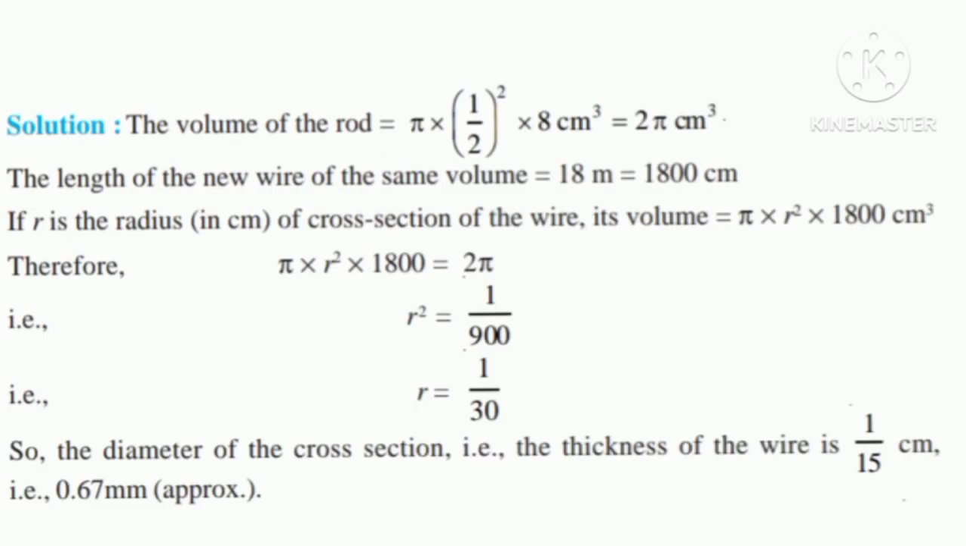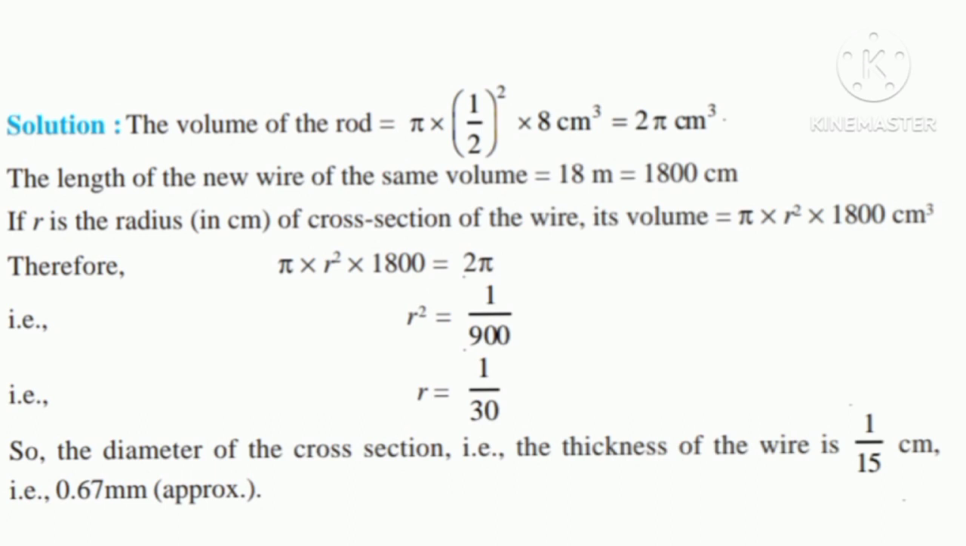Solution. We know very well that when one solid is drawn into another solid by melting or drawing it, the volume of both the solids always remains the same. So the volume of the rod and the wire will be equal, and we can easily find out the volume of the rod. That is, volume of rod is equal to pi r square h. That is equal to pi into half whole square into 8 centimeter cube. That is 2 pi centimeter cube.